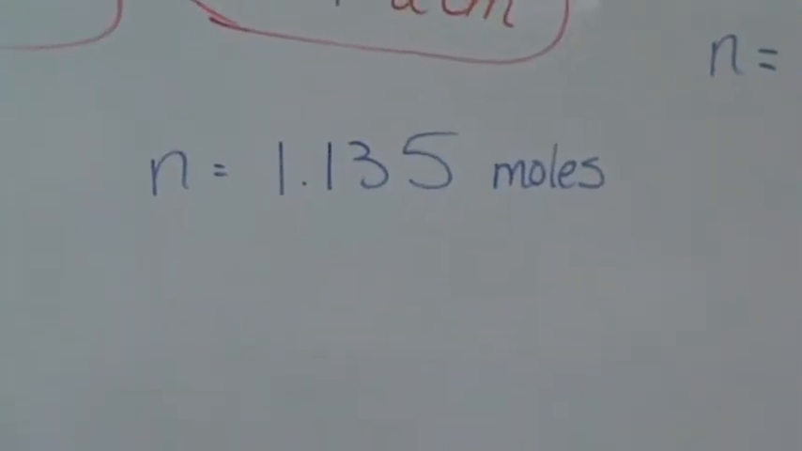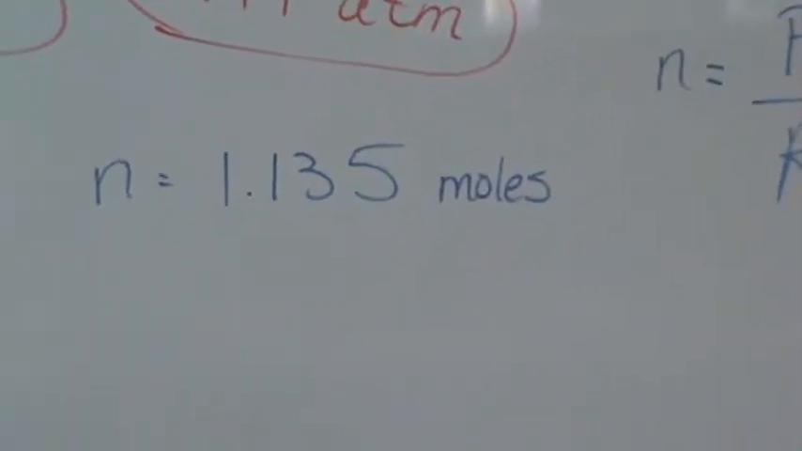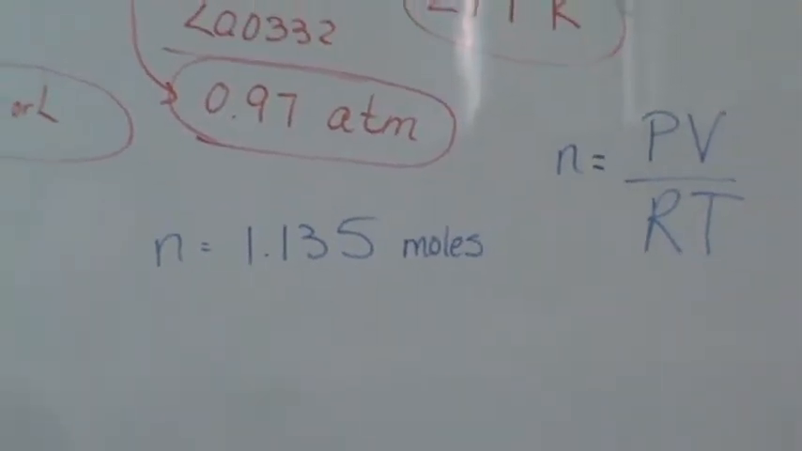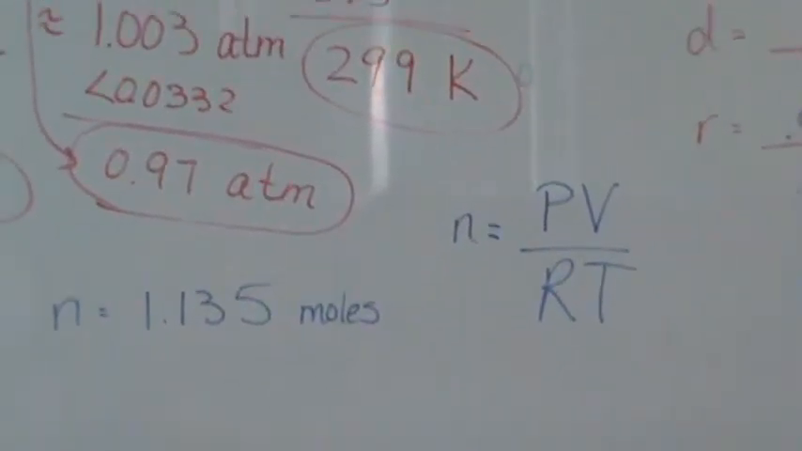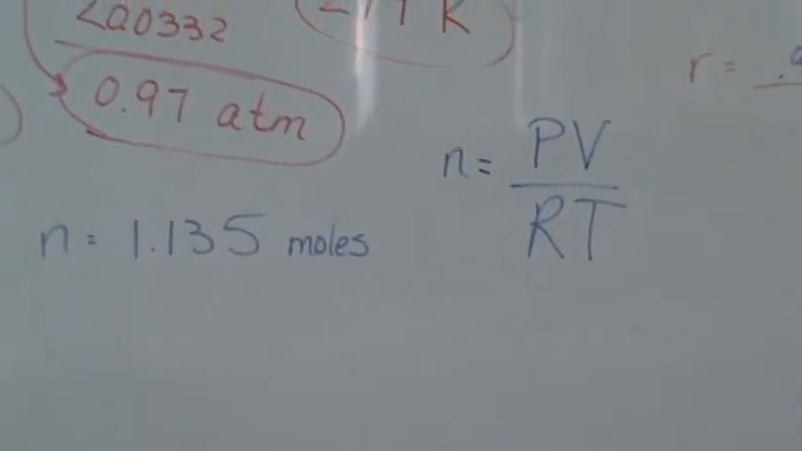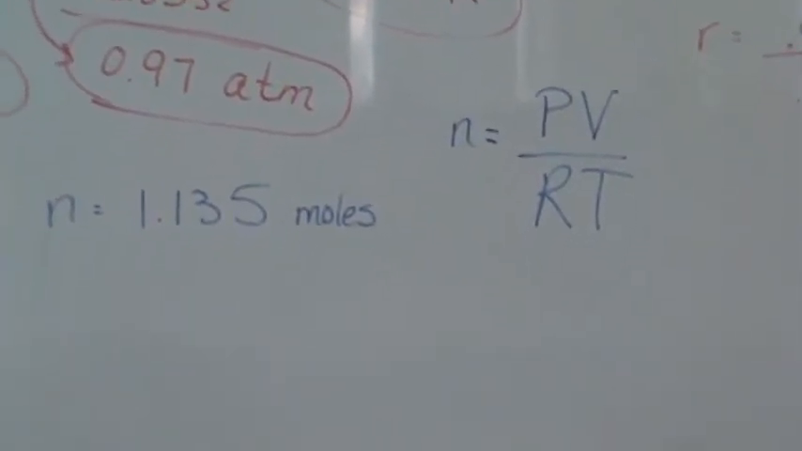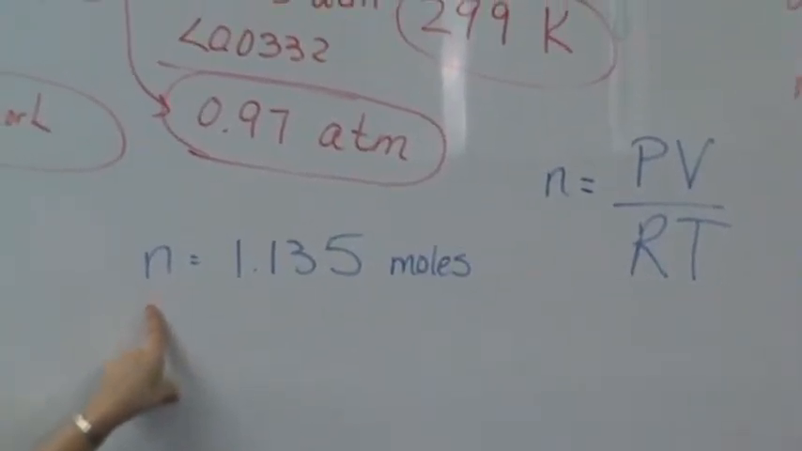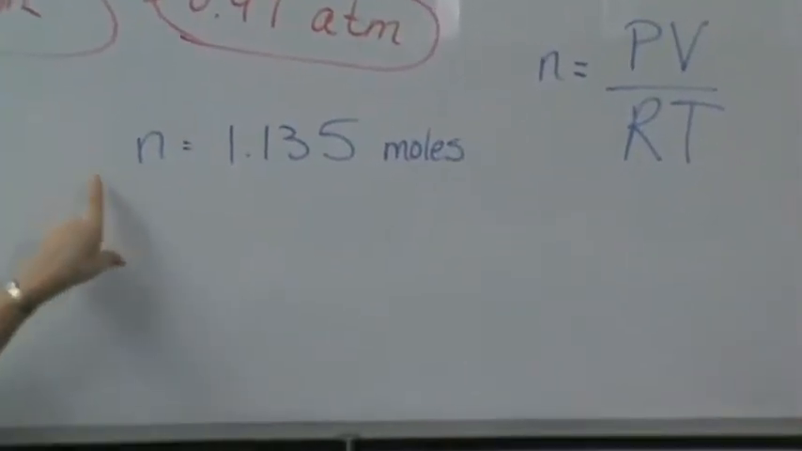Anybody else have a value? That sounds about right. Almost there. Told you there was a lot of math in this one. That's before the multiplying by 60, obviously. That's to get a standardized number. But just to get N, right? This is the moles in the volume.